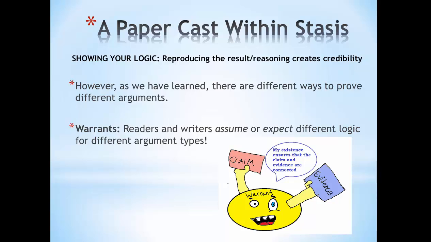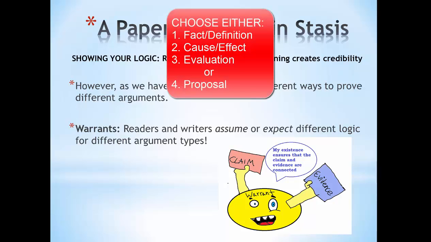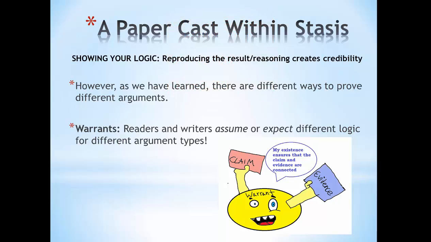I want to really briefly go over this, but you're supposed to choose an area of stasis: fact definition, cause and effect, evaluation, or proposal, and then cast an argument within that level of stasis. And the reason it's really important to understand the level of stasis that you're casting your argument in is because different arguments demand different kinds of reasoning. So for instance, if you're doing a cause and effect argument, you have to prove that differently than an evaluation claim. A cause and effect argument will require you to explain agency, to explain, no, these really are the factors that produced that result.